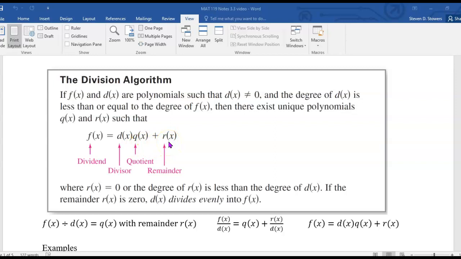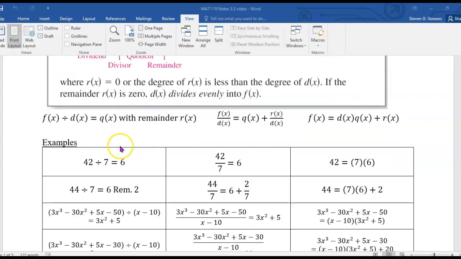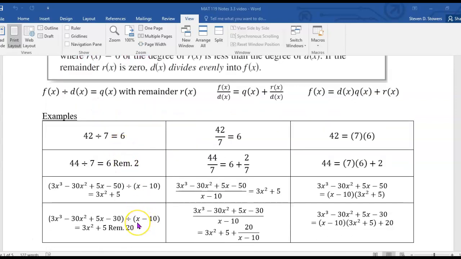Sometimes the remainder is 0 if the division comes out even, and sometimes it's not, but it's always going to be lower degree than the divisor. So if we divide by a degree 1 polynomial, the remainder can only be degree 0, which means just a number, just a constant.